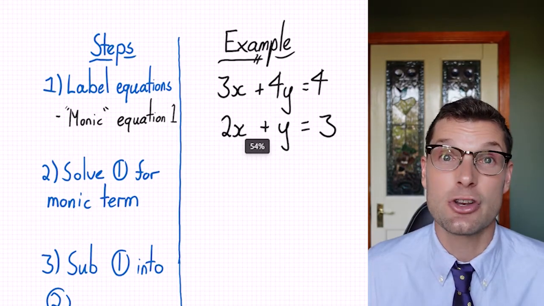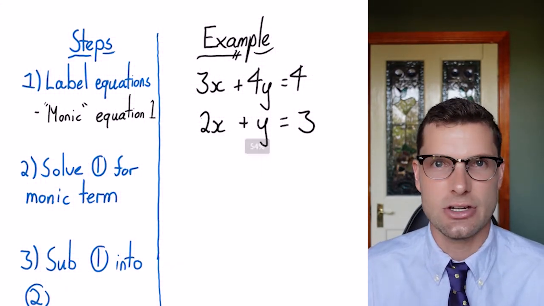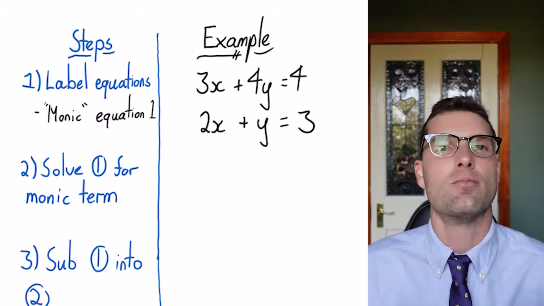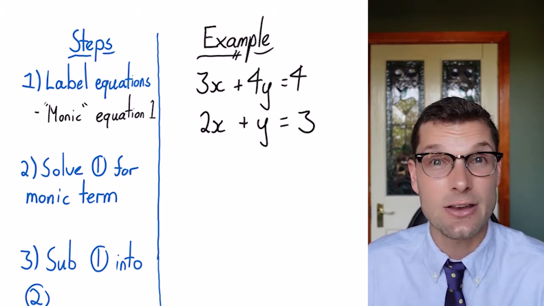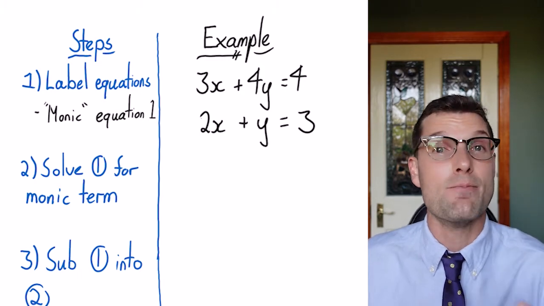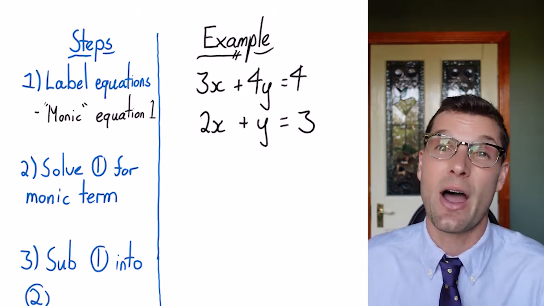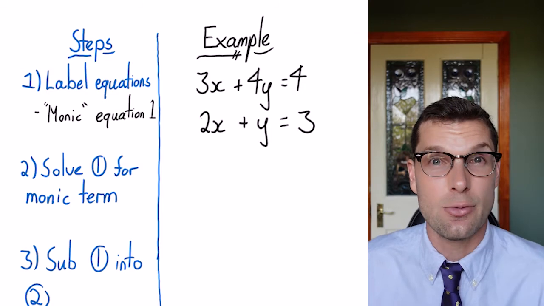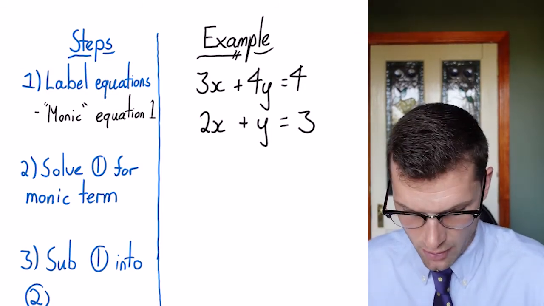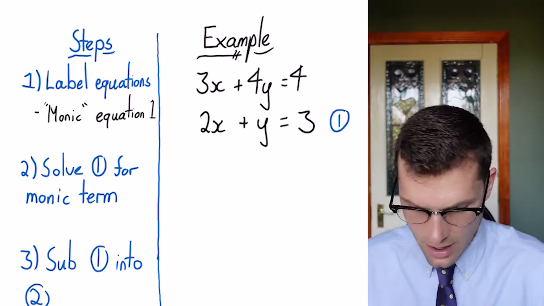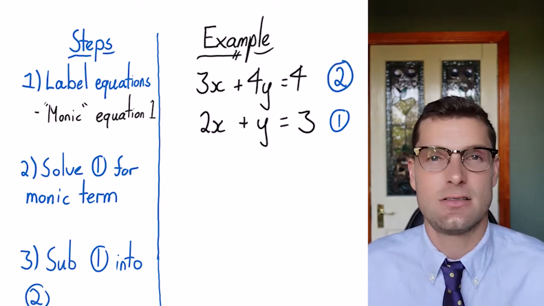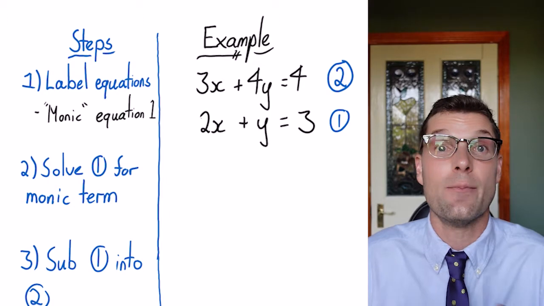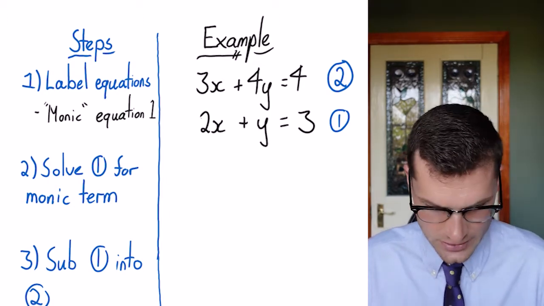So the first thing we've got to do is label our equations. We've got two of them, and the marker needs to know which one you're talking about. What I always try and do is label the one with a monic term, or the term that's by itself, as 1. So for this example, that bottom one's going to be number 1, and that top one's going to be number 2. It doesn't have to be that way, it totally doesn't matter. It's just a way for me to know which one I'm dealing with first.